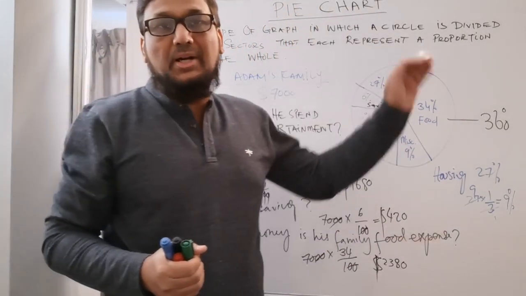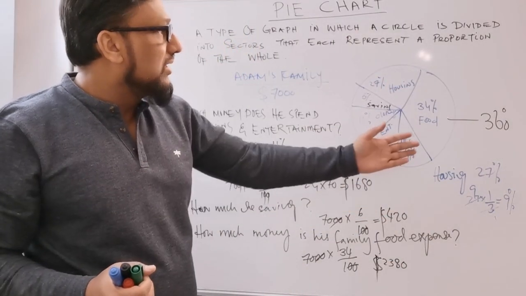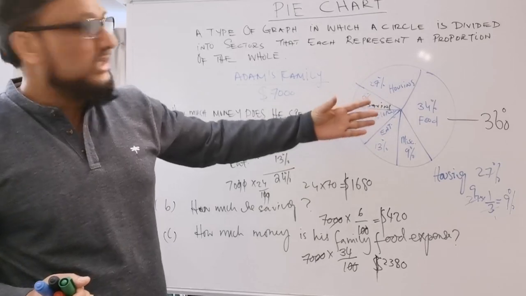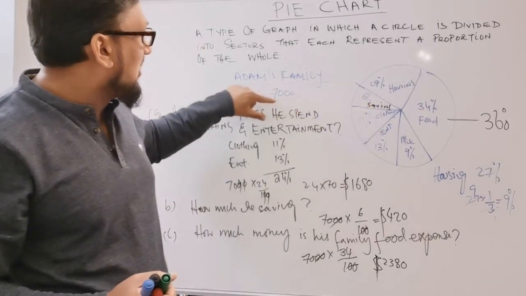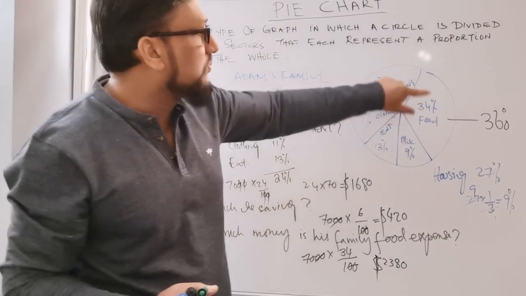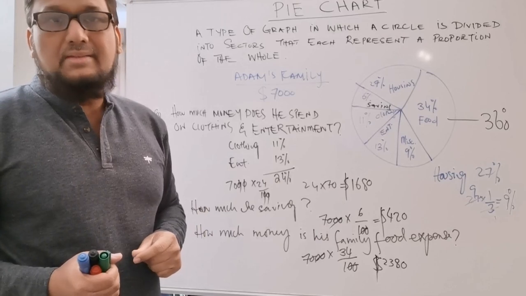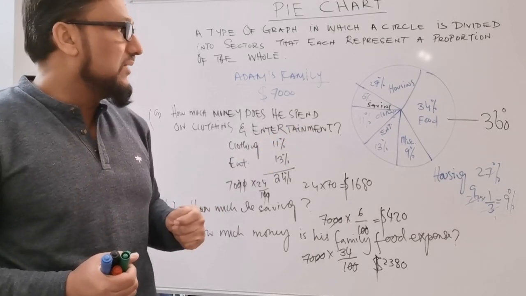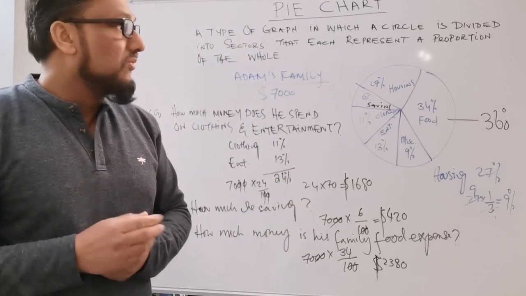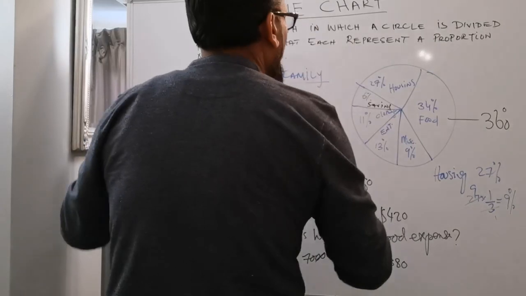So this is the example for the pie chart. Adam's family is spending on food, housing, clothing, entertainment, miscellaneous, and saving. So simply what we did, whatever the total amount they are going to spend for a month, 7,000, we multiplied by the percentage given according to the sectors to get the answer for each sector. So very simple, very easy, if you know the percentage. Now I'm going to move to the exam questions for 2015 first.